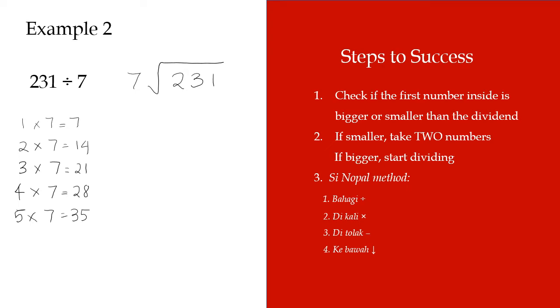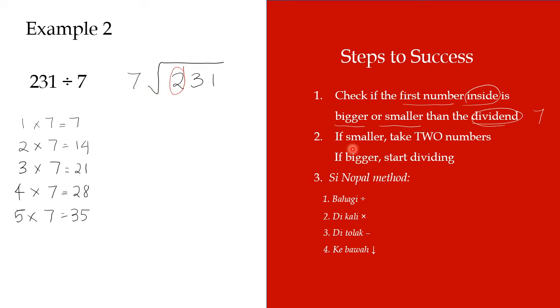Then we're going to start with the first step right here. It says check if the first number inside is bigger or smaller than the dividend. Dividend here is 7. So what is the first number inside? The first number inside is number 2. Now, is it bigger or smaller than 7? So 2 is smaller than 7.